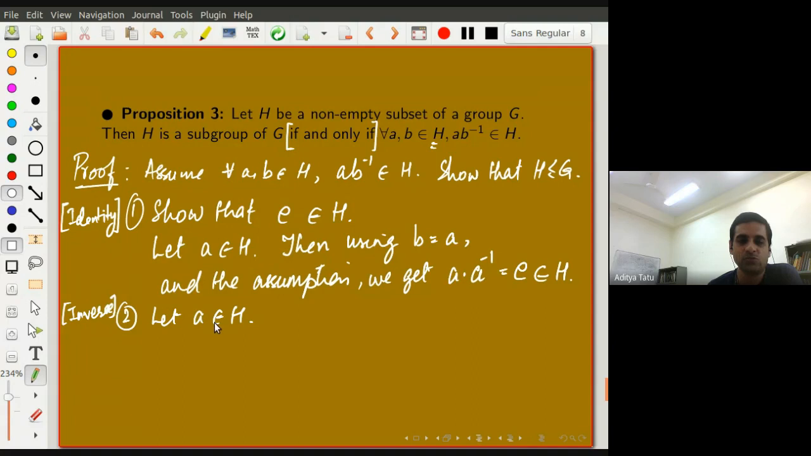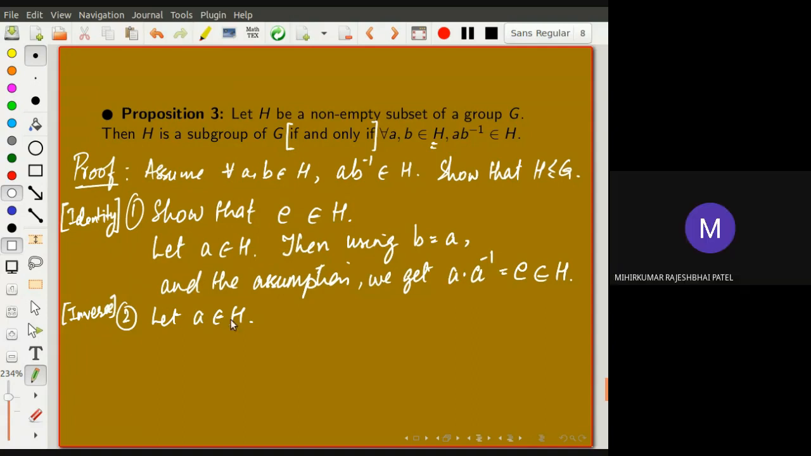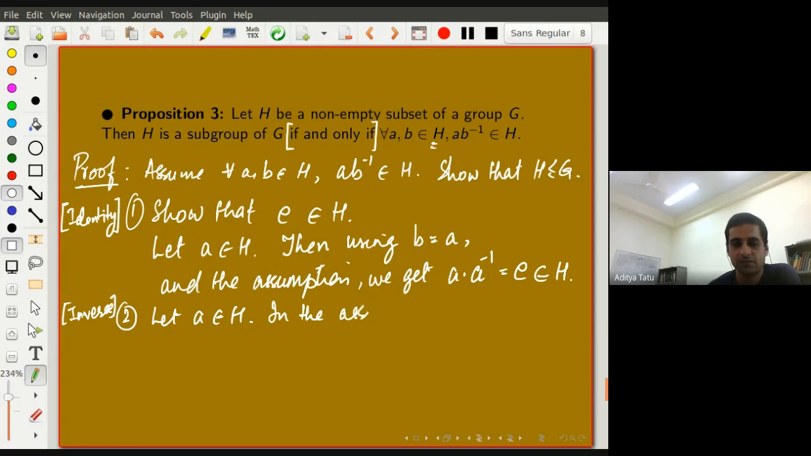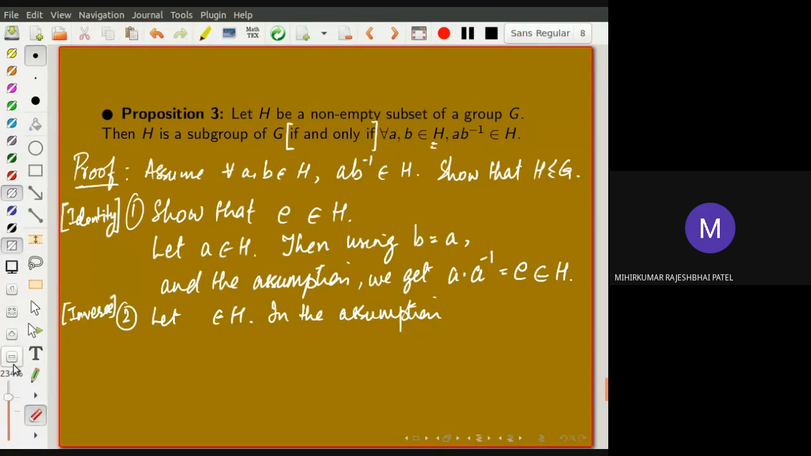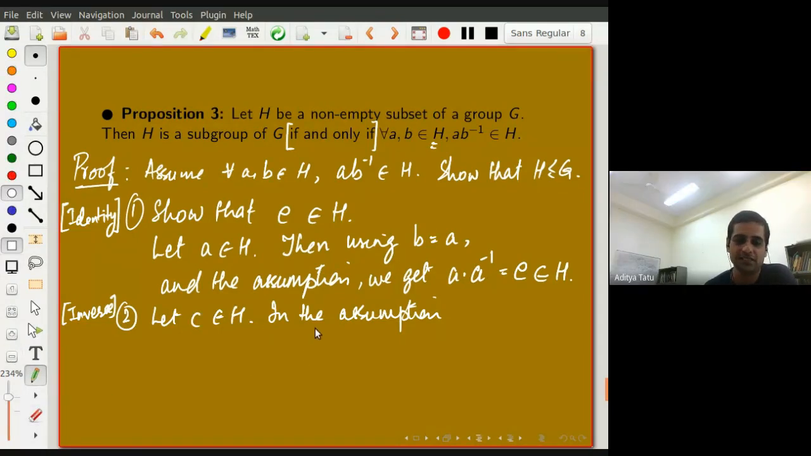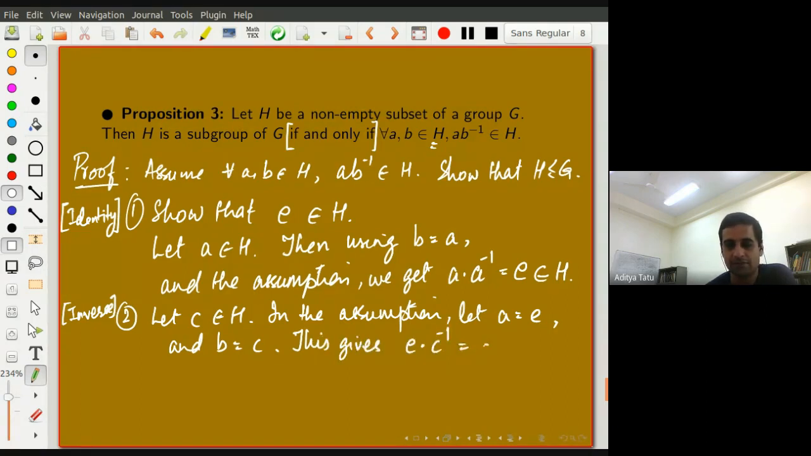So let's say there is an element A whose inverse I need to check. What will I do? In this assumption, if you are getting confused with this notation, let's take some other notation. So let's say let C be an element in H. In the assumption, let A be the identity element. Then E times C inverse, which by definition is C inverse, also belongs to H.